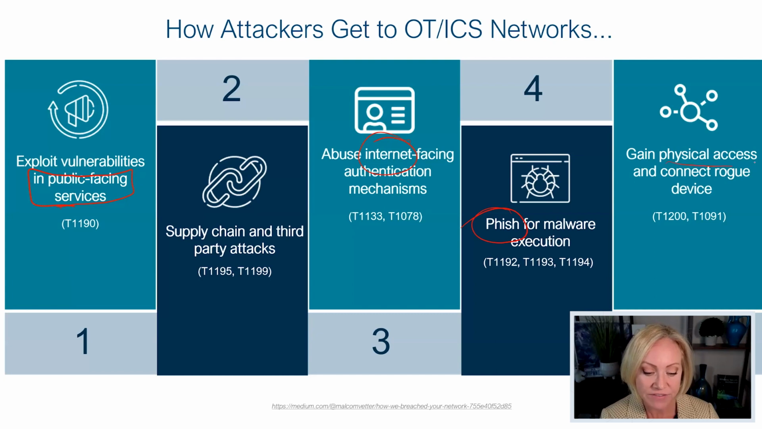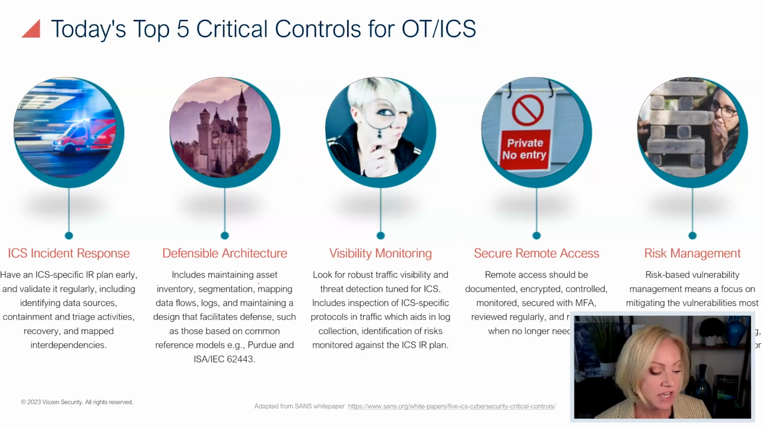So here we have physical access. So this is not remote access, but this would be actual physical access into the space. And then supply chain and third-party attacks over here, which is slightly different, but definitely has a least privilege play here. So with that, then, there's a current list of top 5 controls for securing OT and ICS networks.